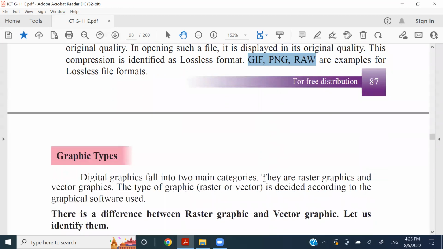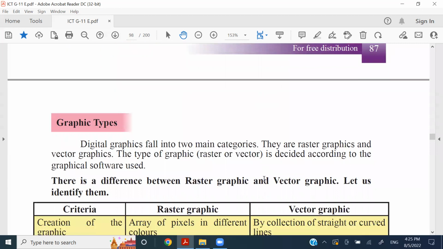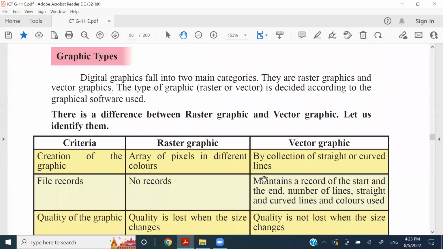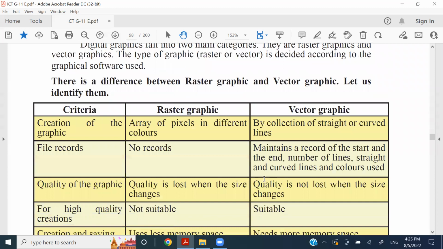And when it comes to the graphic types, you are introduced to two particular graphic types, which are raster graphics and vector graphics.